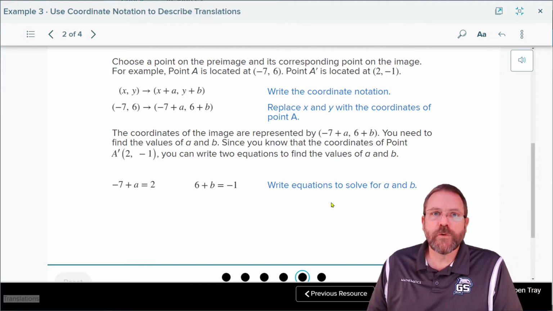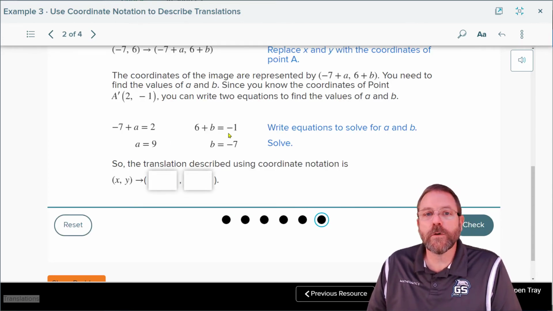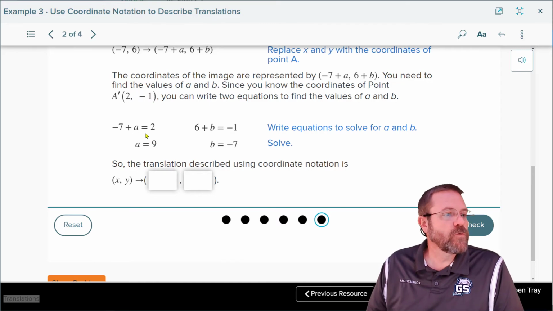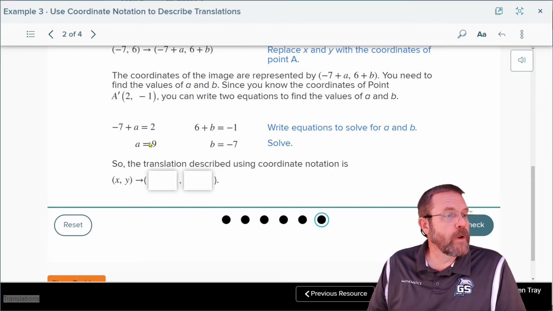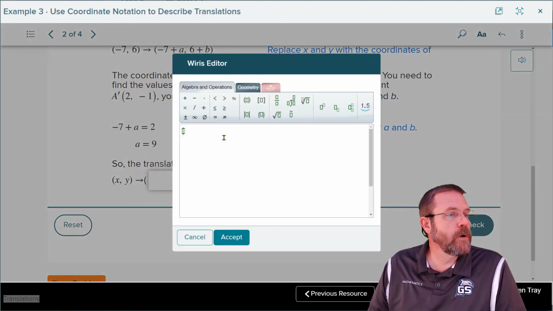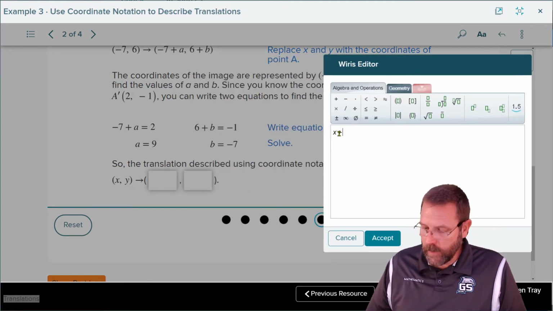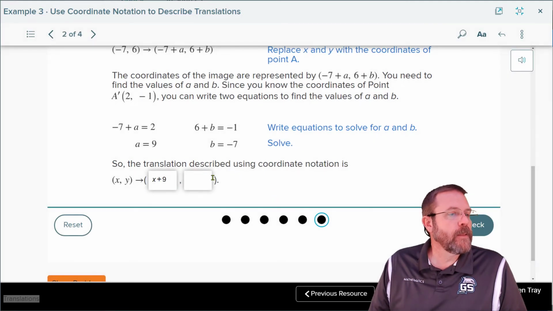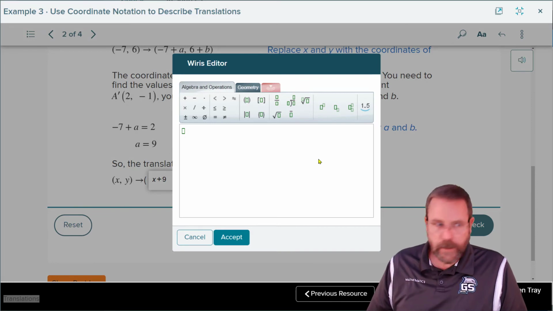From here, you just treat them like all the one-step equations we've done in the past. I would like to see some quality supporting work here where you added or subtracted your values from both sides, but your new point, A is going to equal 9, and B is, your translation was a move to the right of 9 and moving down 7. So the formula you would end up putting for moving to the right of 9 is going to become x plus 9, accept that, and then moving down 7 is going to become y minus 7.